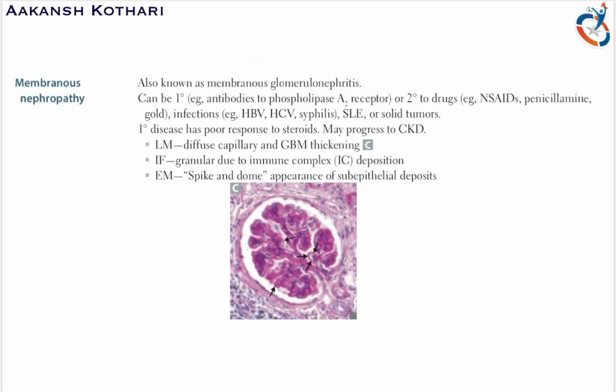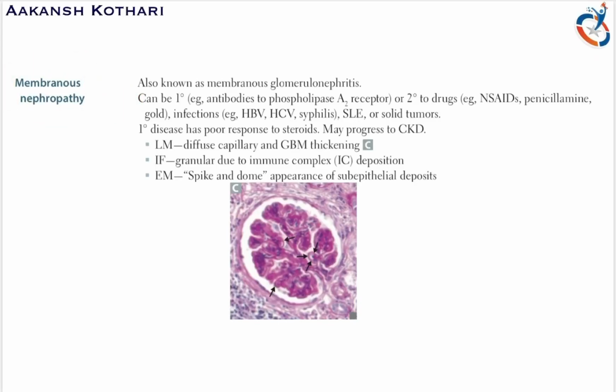Now it can be primarily due to the antibodies produced against phospholipase A2 receptors, or can be caused due to different drugs, that is NSAIDs, penicillin and gold. There are various infections such as HBV virus, HCV virus and syphilis infection which can lead to membranous nephropathy, or autoimmune diseases like lupus. So these are the various causes of membranous nephropathy.